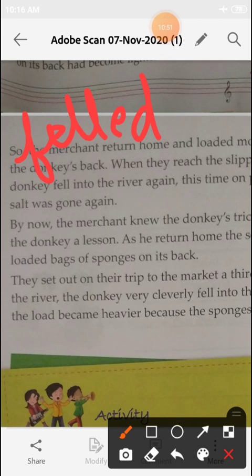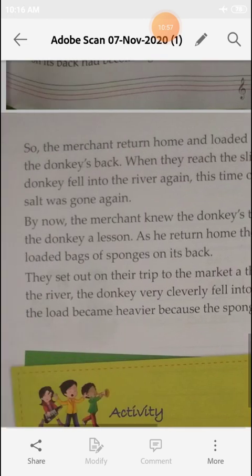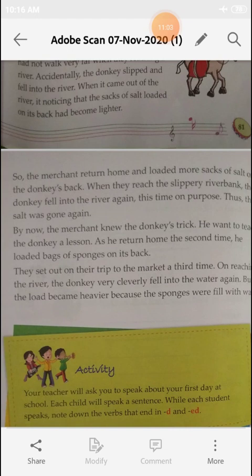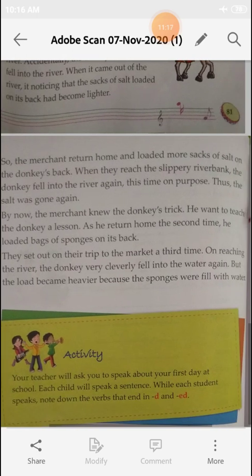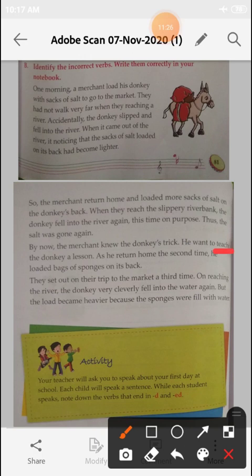This time on purpose, thus the salt was gone again. By now the merchant knew the donkey's trick. The merchant understood the donkey's trick. He wanted to teach the donkey a lesson. Students, teach is not the correct word. We write here taught.